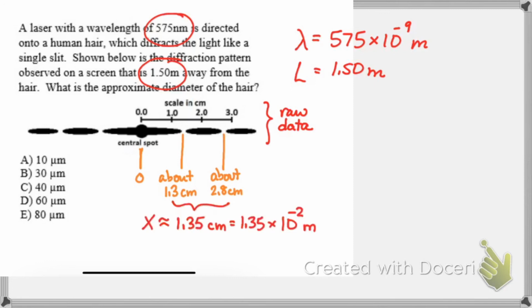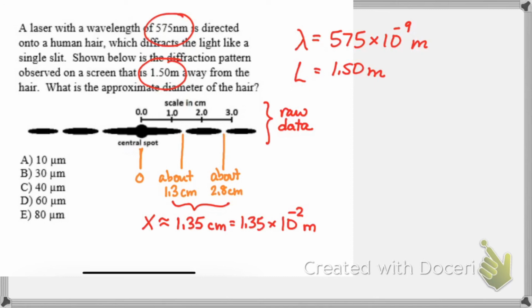My average here is about 1.35. The reason for that is I have 1.3 for the first fringe, 2.8 for the second fringe. Well, the second fringe should be twice as far out. So basically I take the 2.8, divide it by 2, that gives me a 1.4. I average the 1.3 and the 1.4. Gives me 1.35 centimeters. I do need to convert that to meters.